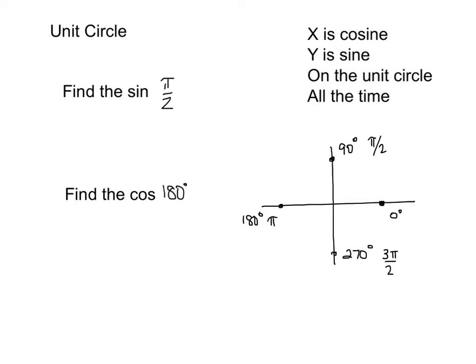X is cosine, y is sine, y is sine, on the unit circle, all the time, all the time.